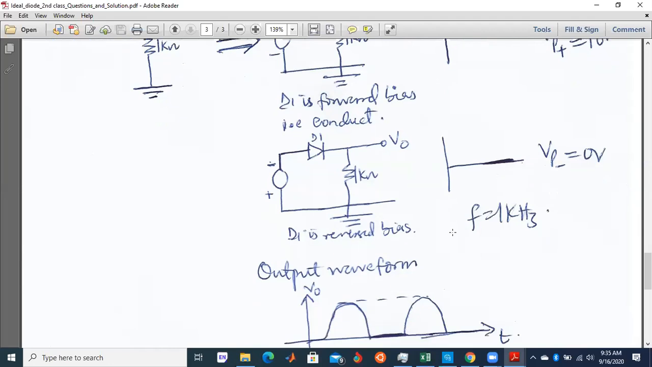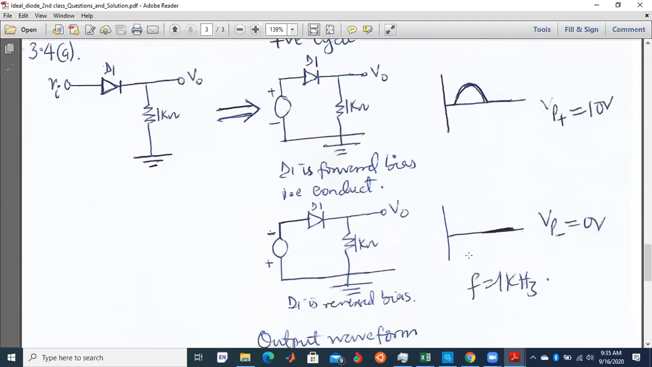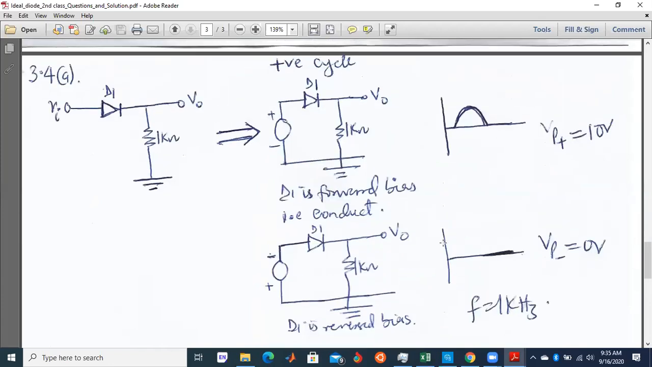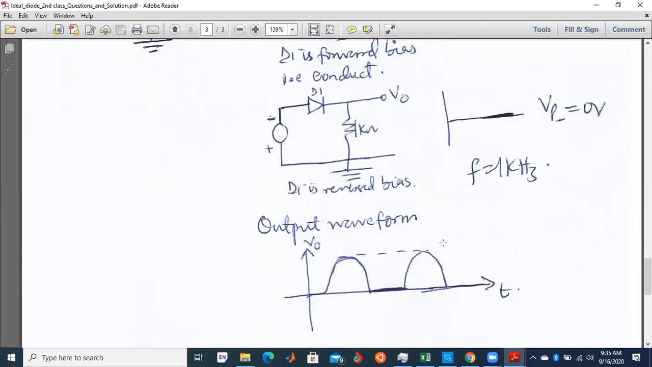Okay, I understand. Now you will combine the two waveforms. If you combine the two, this is the positive, this is negative, this is positive, and this is negative. Is it clear now? Yes. Okay, alhamdulillah. So that is the solution for the first one.